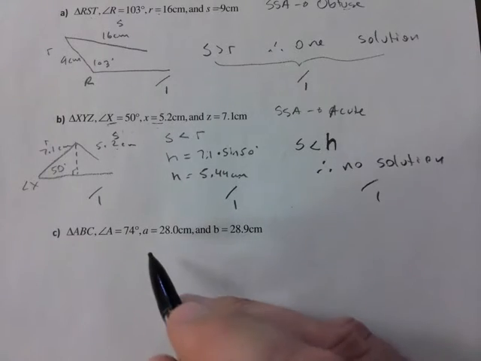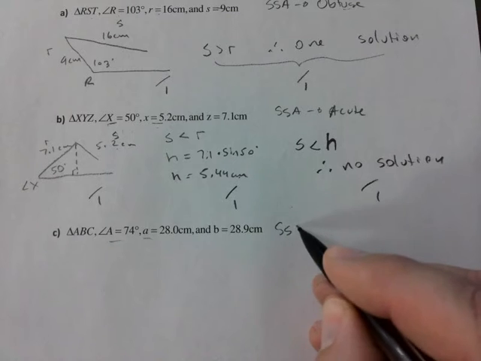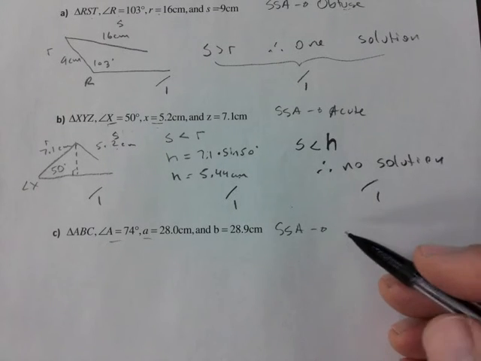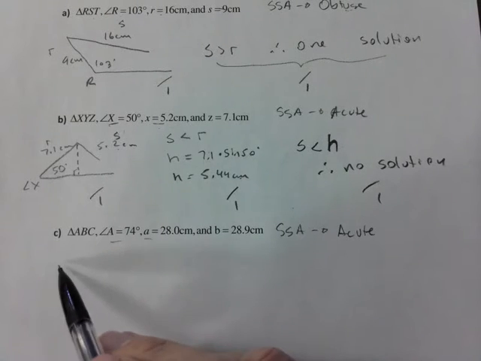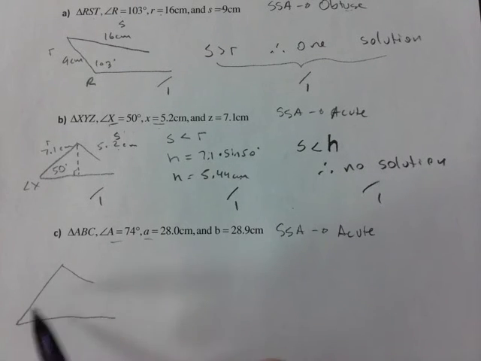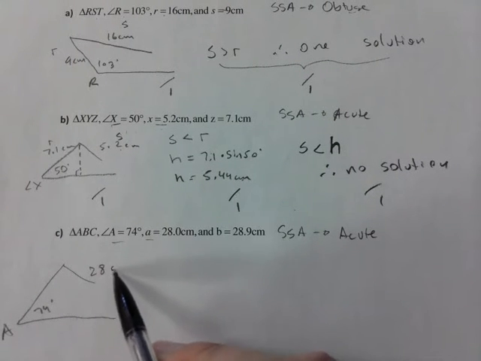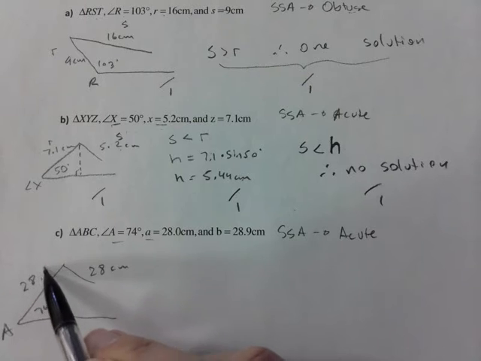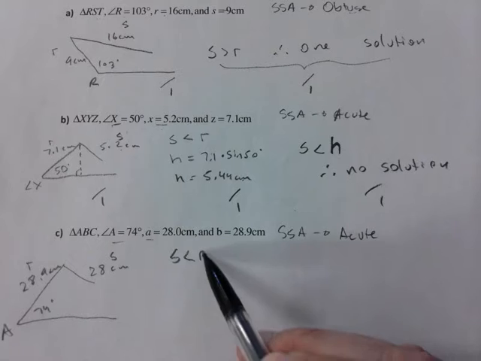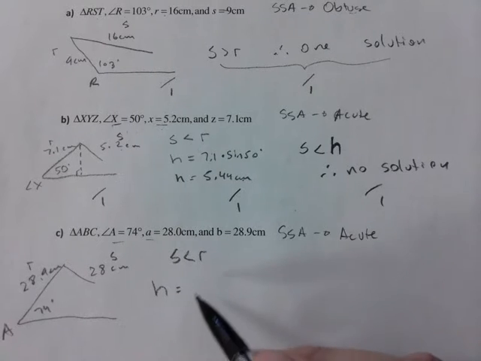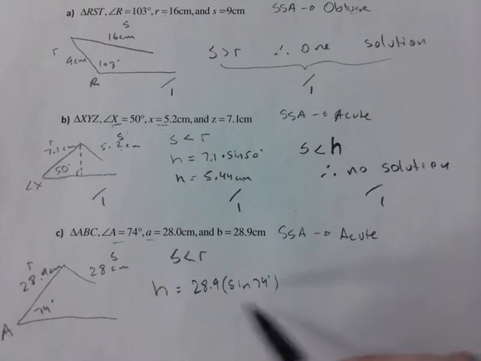And then our last one here, it is SSA again. SSA. And so we have an acute scenario. Let's see what's going to happen here. We draw it like this. 74 goes in this corner. That's A. This is 28 centimeters. This is 28.9 centimeters. Rod, string. So the string is shorter than the rod. Need to find the height. The height is 28.9 times sine of 74.